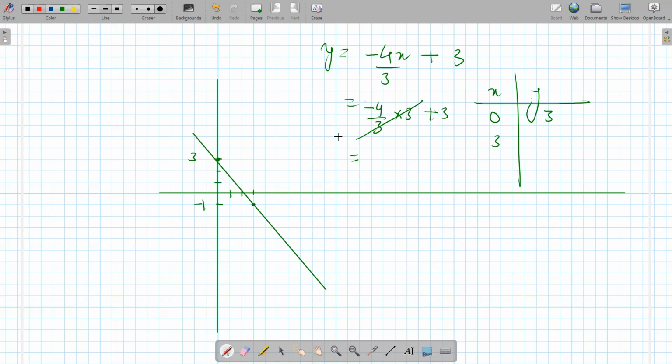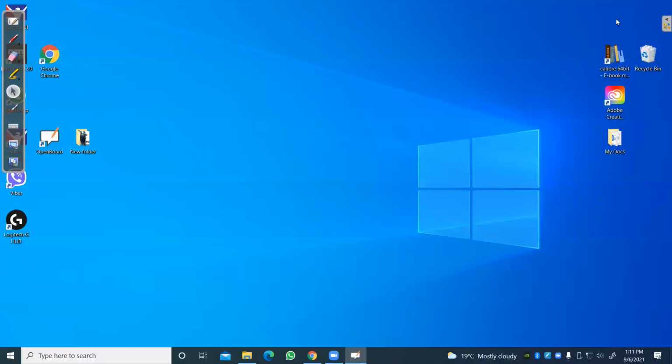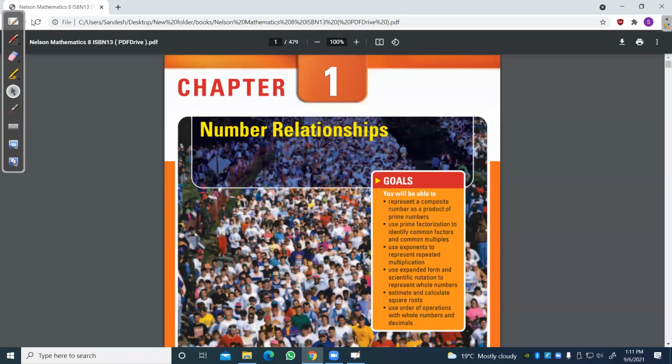So when you cancel the numerator with the denominator, you just get -4 times 1 plus 3. Or they just completely cancel out. So you get -4 plus 3. So what is that? -1. Yeah, -1, and that's the point that we have here. So this is doing it by either table of values or graphically. Graphing with slope-intercept is easier. Let's move on. Let's do some questions from the book.